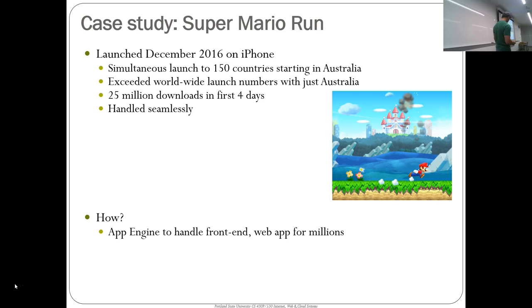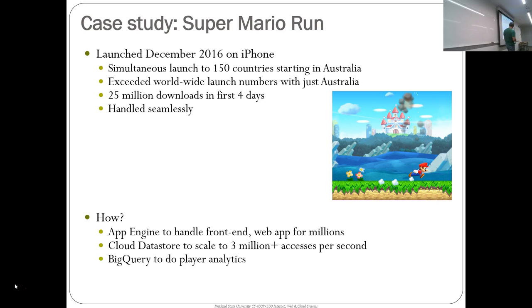And so they basically had App Engine handling the front end for millions of people connecting to it. Okay. They also use Cloud Datastore on the back end. So again, this thing scales based on demand. It's a serverless application. And they're up to 3 million accesses per second. So the way they do this is horizontally scalable. Eventual consistency, right? They don't need transactional consistency for this kind of application.